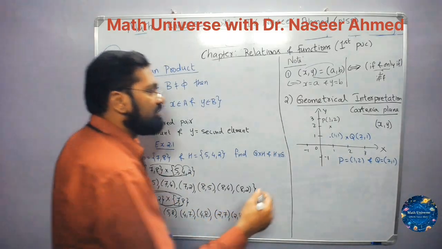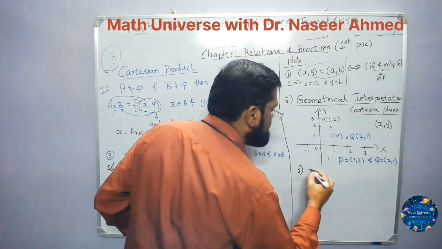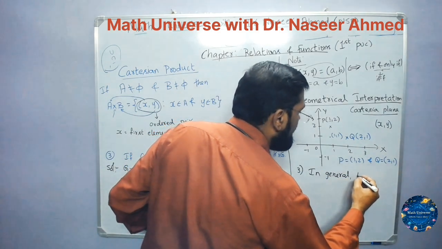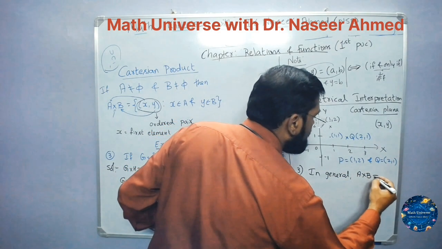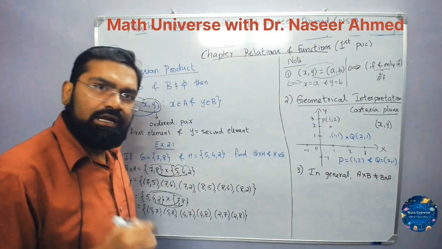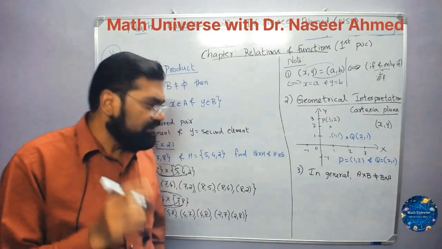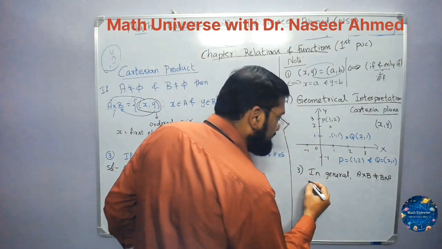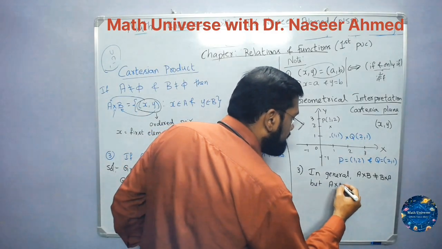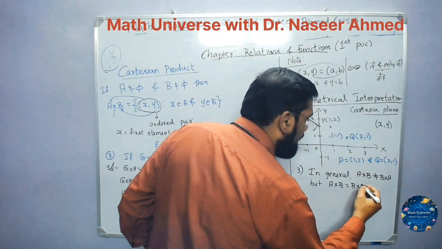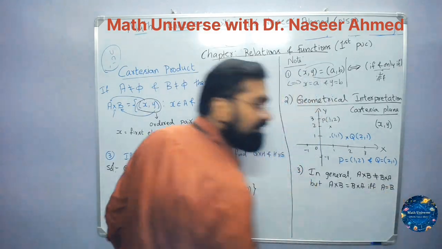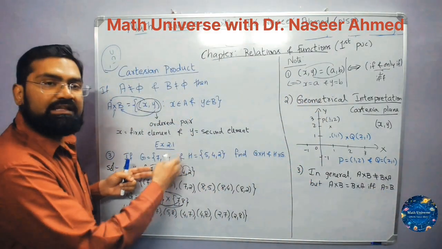So from here we can say that in general, A cross B is not equal to B cross A. One point here: I said in general. It means there is a chance that it can be equal also. Yes, it is equal. But A cross B is equal to B cross A if and only if both are equal sets. Here also I should have the same, 7, 8. Then both will be equal.